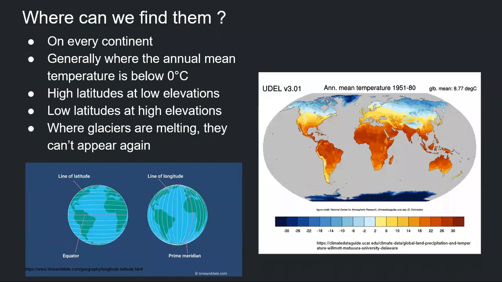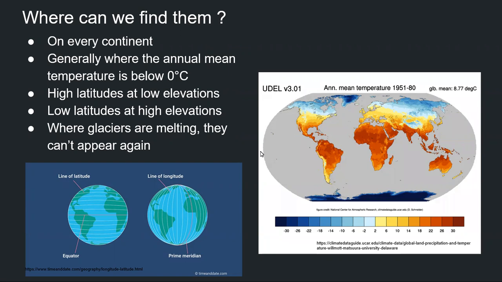So now that we saw what a glacier is, we're going to talk about where we can find them and what the two main ingredients are to create a glacier. Here is a map of the world, and it represents annual mean temperature. So how cold or warm is it during the year?